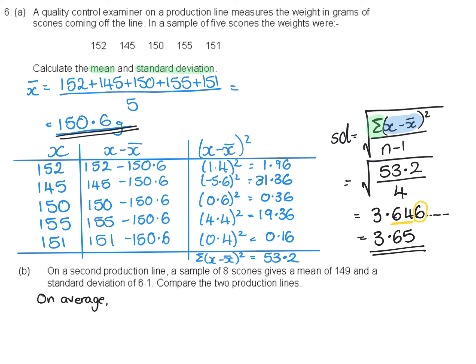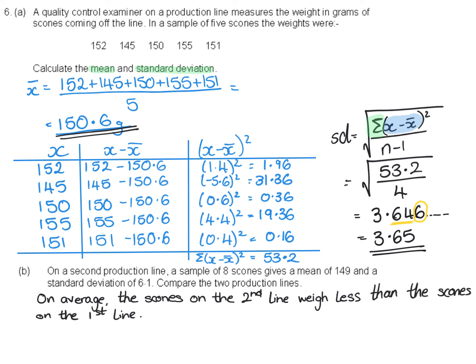Okay, so I'm starting to think about getting this down in writing. So when I compare the two means, I need to start by saying on average. So what I've got here is, on average, the scones on the second line weigh less. They weigh less than the scones on the first line. So that's me compared the means. Now I need to compare the standard deviations. Remember, I like to talk about spread for these. So this is where I've noticed that on the second production line, the weights are more spread out than they are on the first production line.